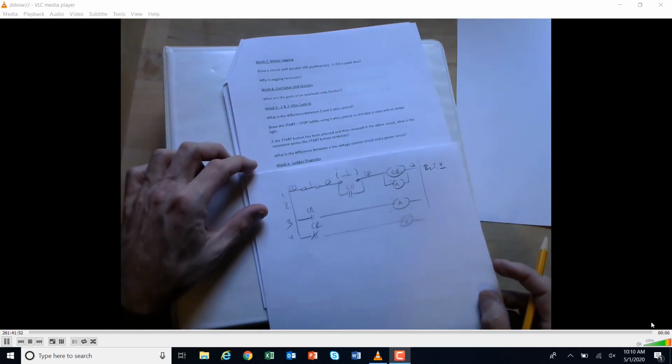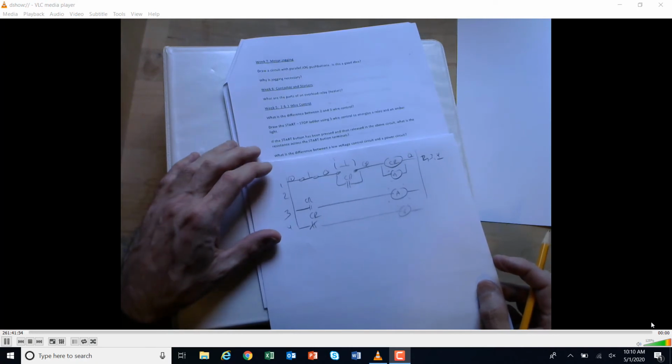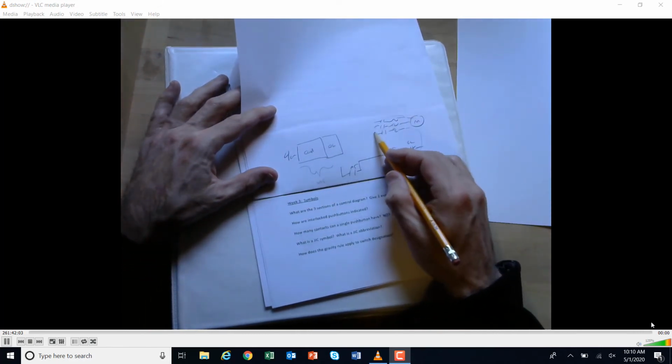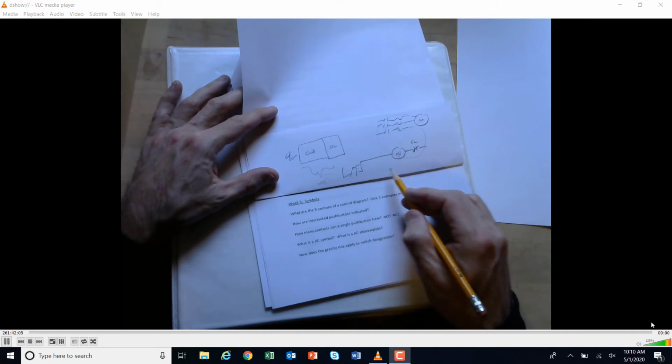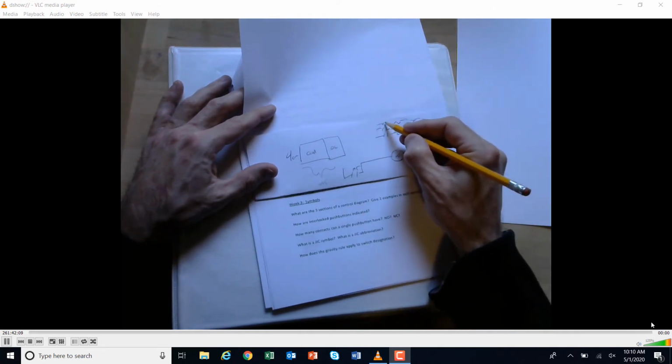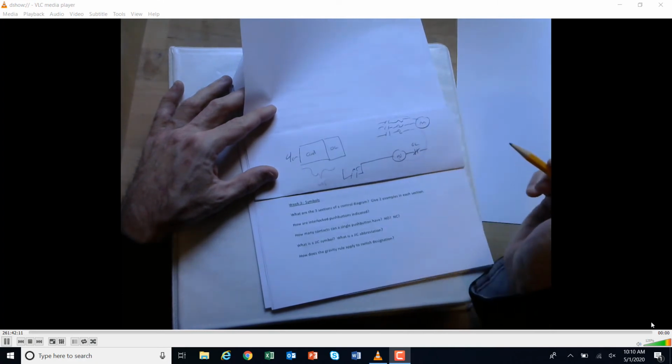What's the difference between low voltage control and a power circuit? So that was where we were just talking about right here. The power circuit was up here. The control circuit was down here. We use the control circuit down here to close the main contacts on the power circuit.